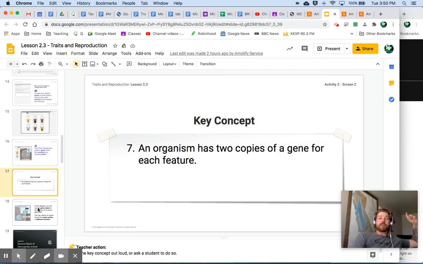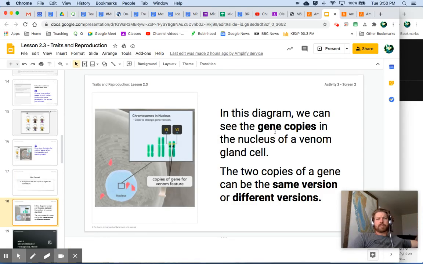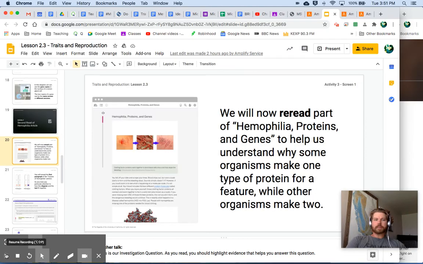Sometimes. Let's move on. In this diagram, we can see the gene copies in the nucleus of a venom gland cell. The two copies of a gene can be the same or different versions. Here are the two copies for venom, and as we can see, these two are the same, but they could have been different, couldn't they? That's what we're going to look at next.